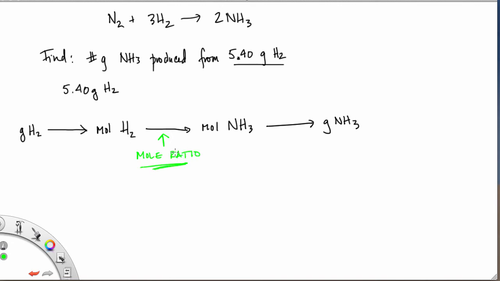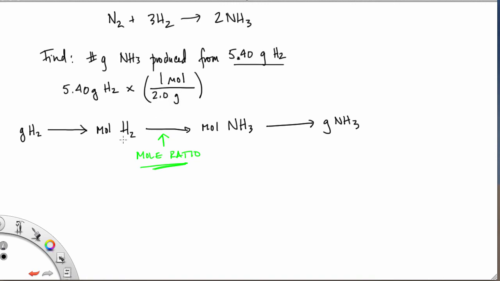The mole ratio allows us to convert from one substance to another. Not from one unit to another, but from one substance to another. In this case, from hydrogen to ammonia. So, my first step, I'm going from grams of hydrogen to moles of hydrogen. So 1 mole goes on the top because that's what I need. The molar mass of H2 is 2.0 grams.